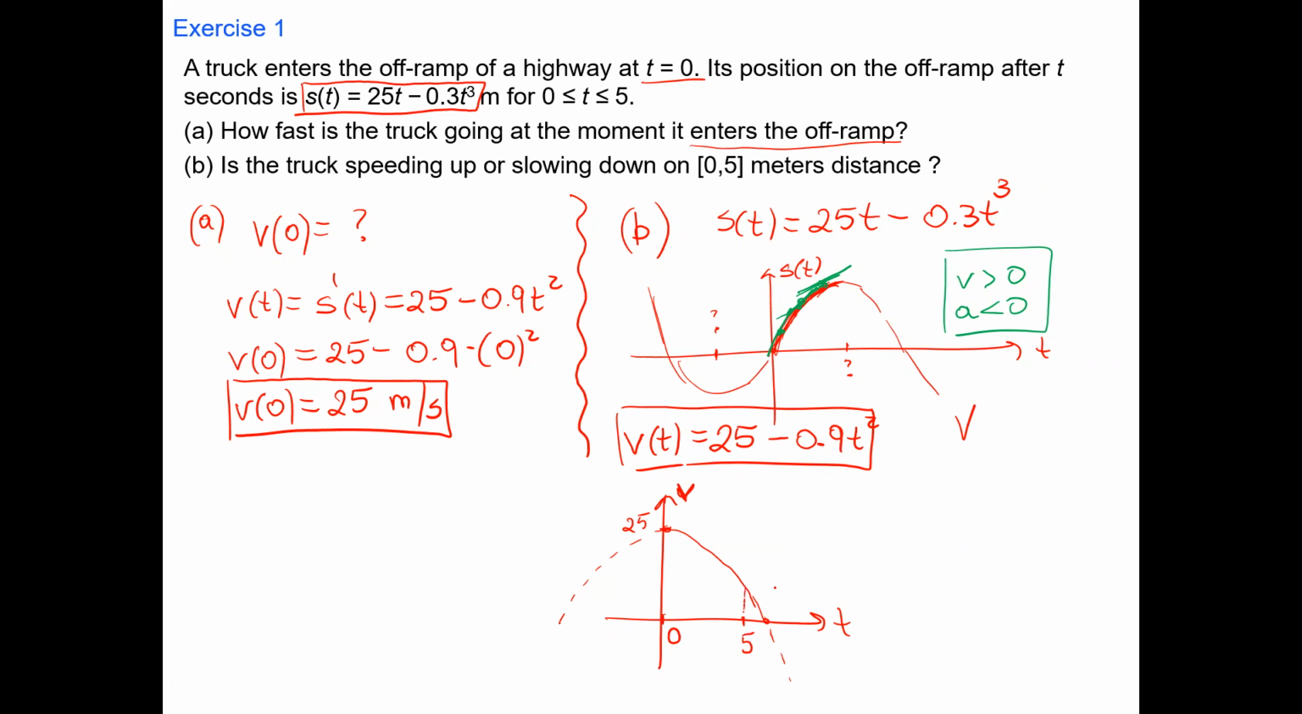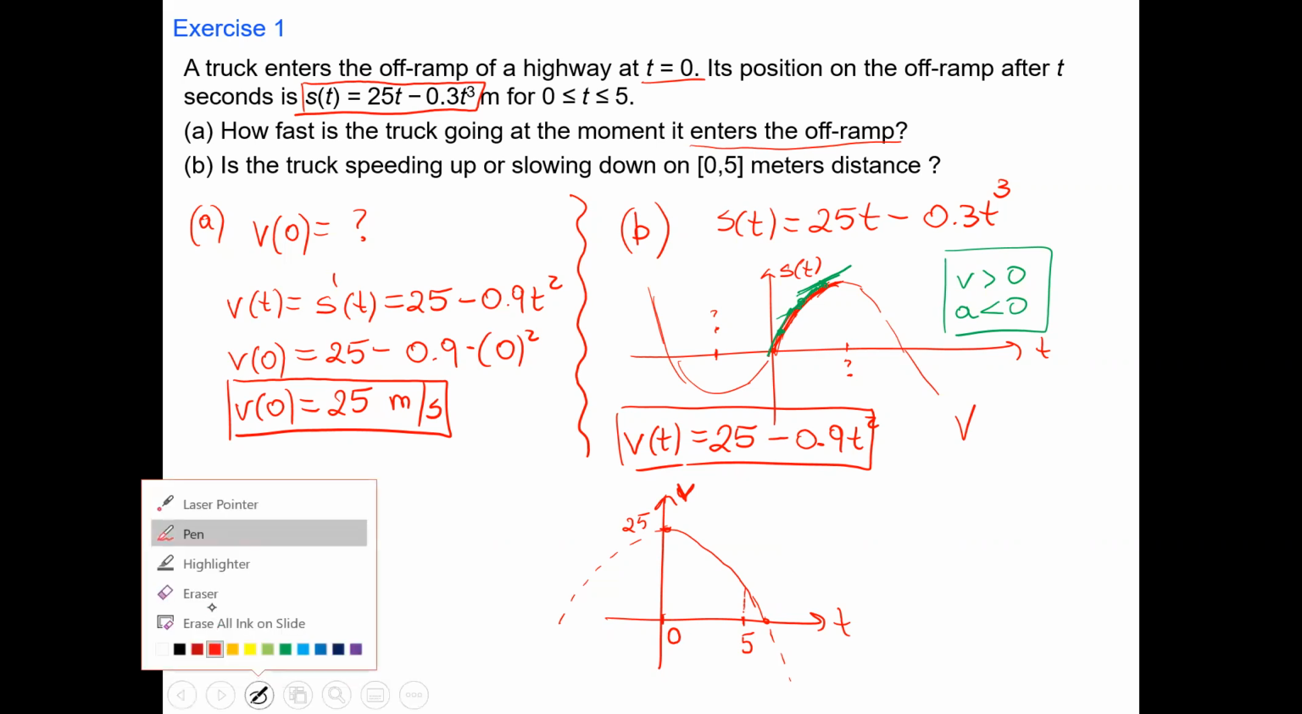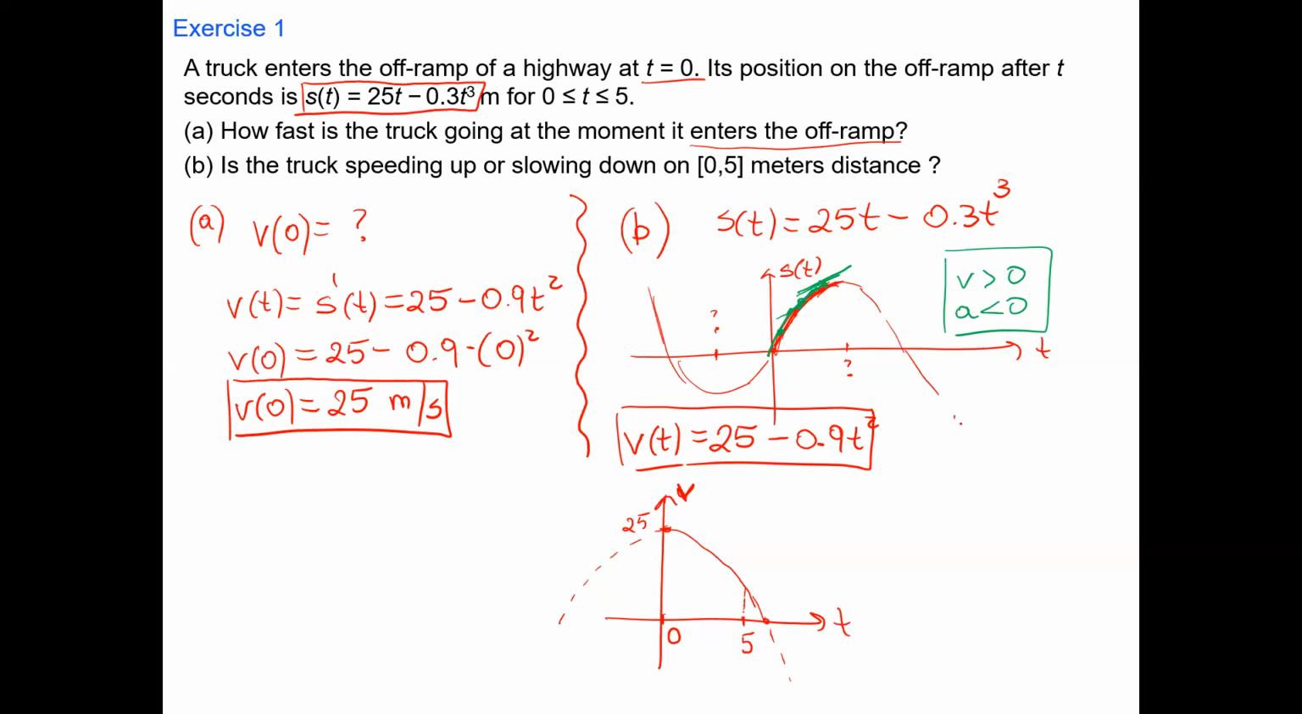Let's try to predict the x-intercept, where the velocity is 0. 25 minus 0.9t squared equals 0, then t squared is 25 over 0.9, so t is the square root of 25 over 0.9. Writing 0.9 as 9 over 10, I can put 10 on the top, and this will be 5 over 3 times the square root of 10.